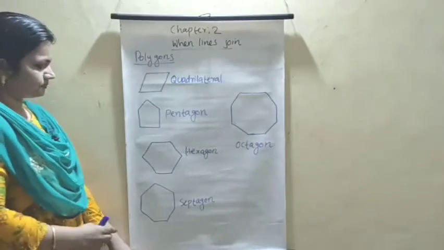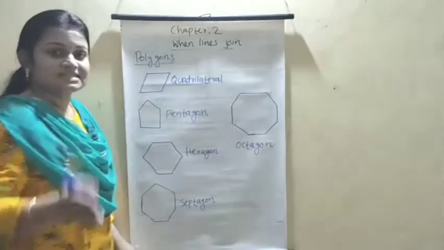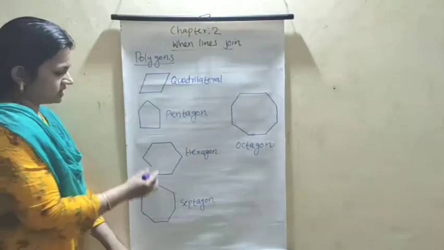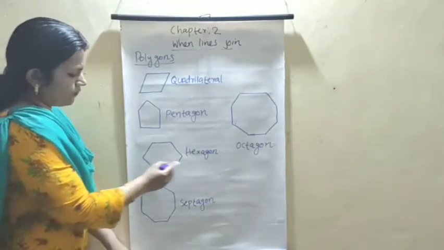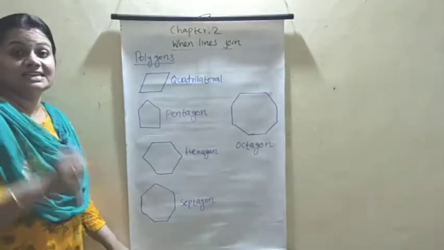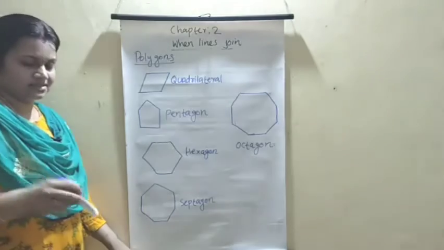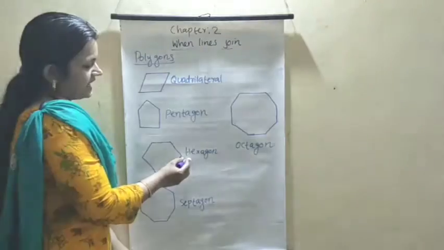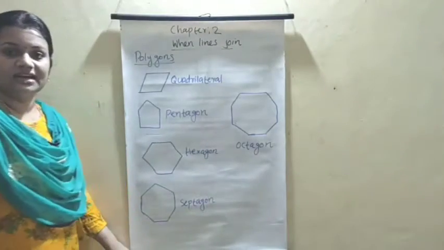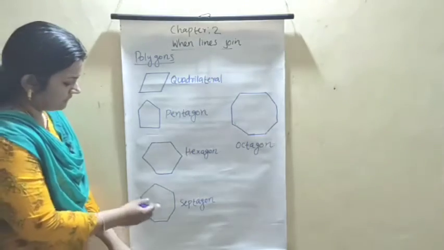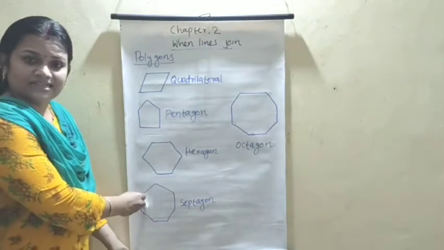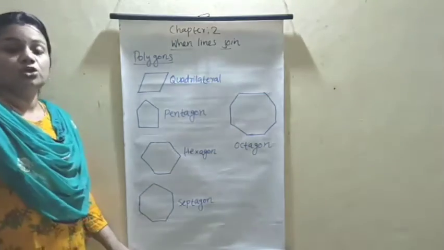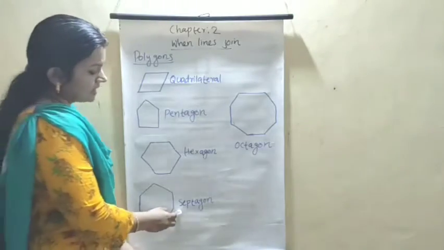Understood? Next, those with 6 sides. Count these sides: 1, 2, 3, 4, 5, 6. How many sides? 6 sides. Those with 6 sides are called hexagons. H-E-X-A-G-O-N, hexagon. Then those with 7 sides. Count the sides: 1, 2, 3, 4, 5, 6, 7. Those with 7 sides are called septagons.